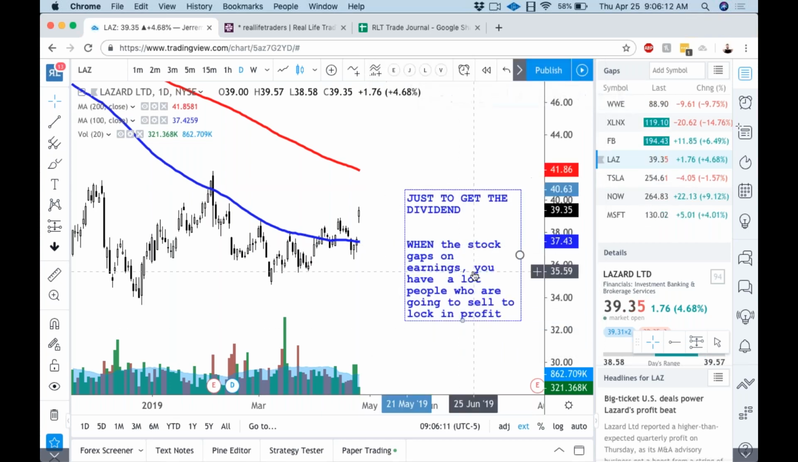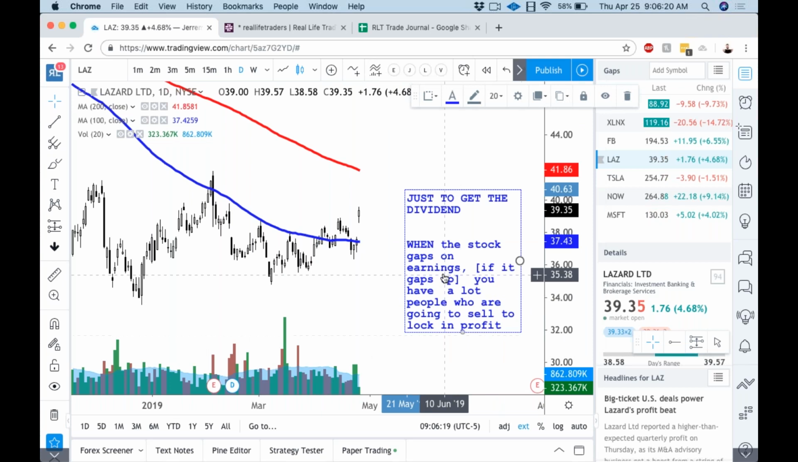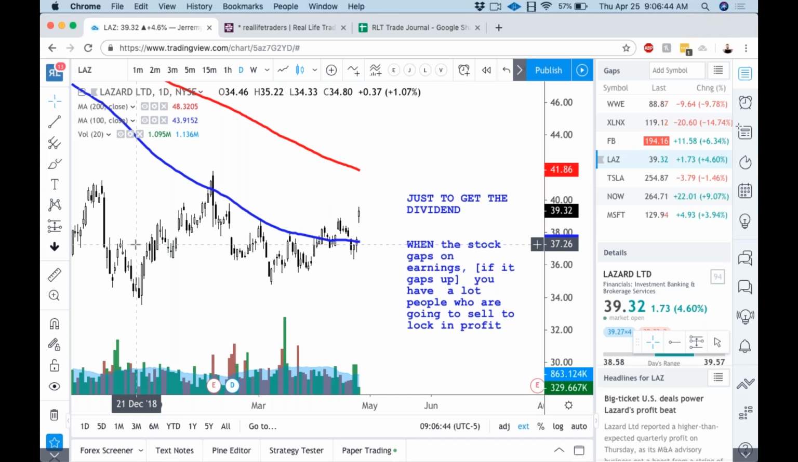That's what we have. So when the stock gaps on earnings, if it gaps up, you have a lot of people who are going to sell to lock in a profit. That's very, very frequent for big name blue chip stocks. Happens all the time. So people who are buying a stock on a dividend, they're just simply buying it because of the dividend. And it doesn't matter if the dividend happens before earnings or after earnings, but people are going to be buying stocks based on dividends. And if you get a gap up on earnings, then people are going to be looking to sell that stock to lock in a profit very frequently.